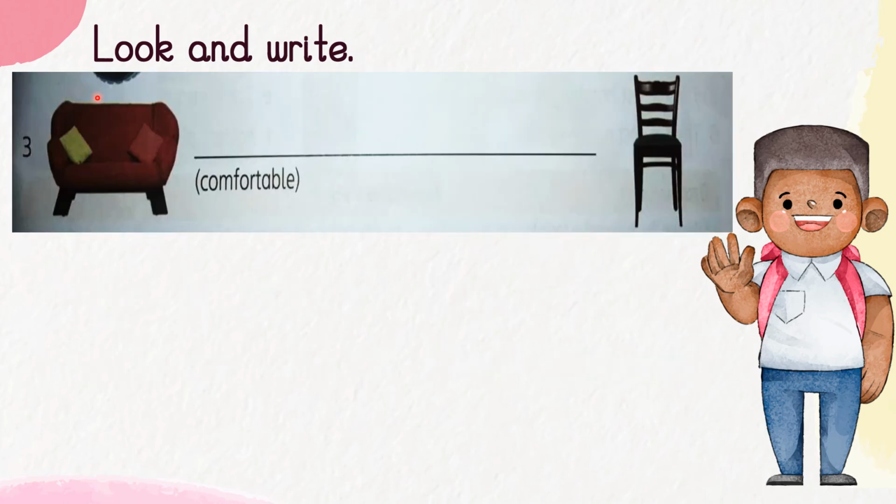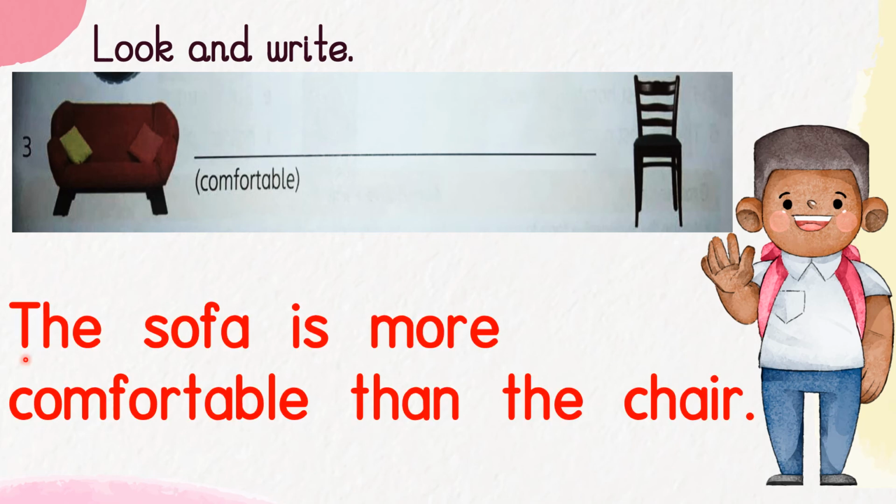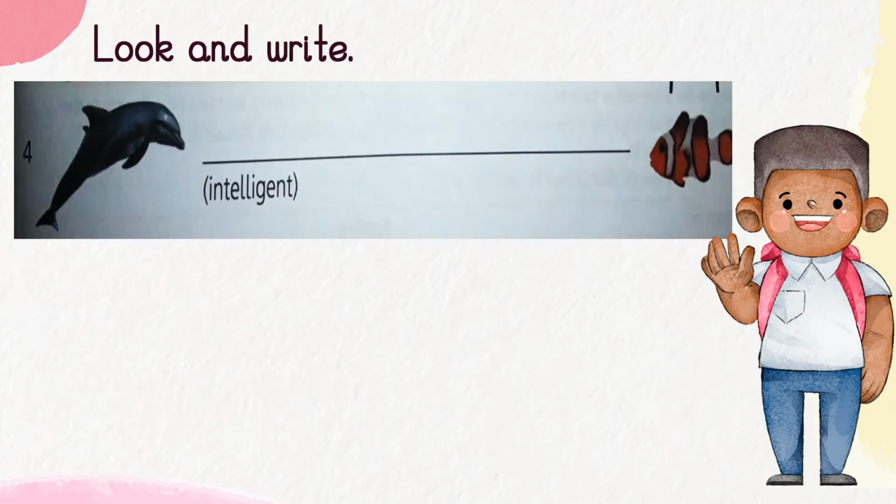Now, next one. Alright, we have the sofa and the chair. Which one is comfortable? If I ask you to have a rest, of course you will choose the sofa. So we say this sofa is more comfortable than the chair. The sofa is more comfortable than the chair. Now we move on to the last one.